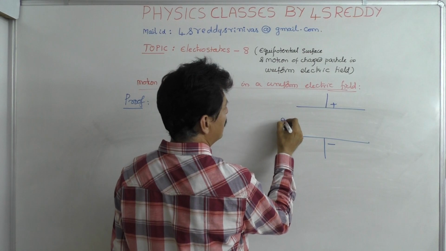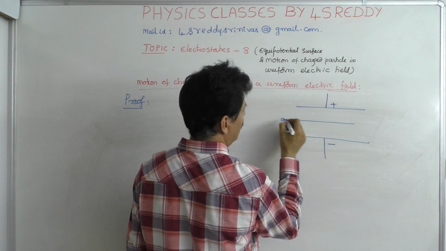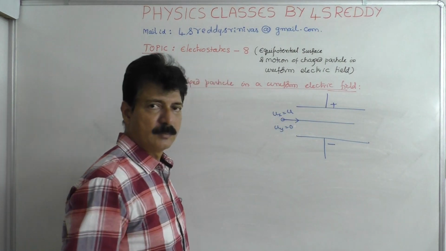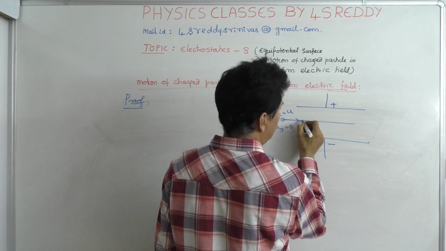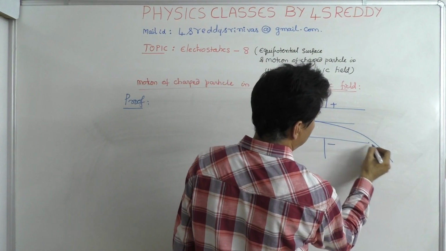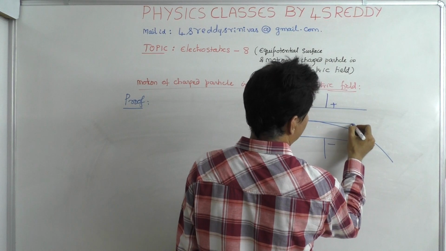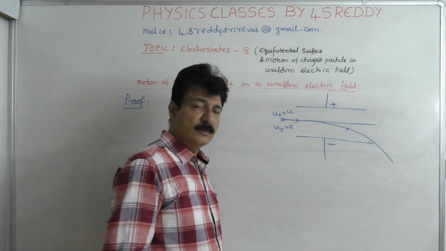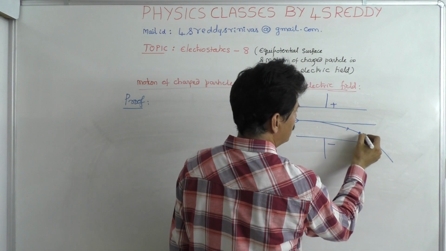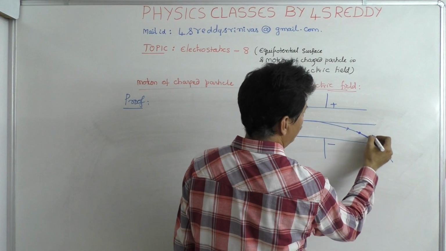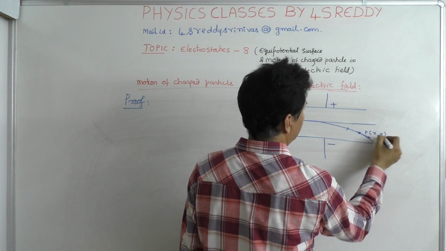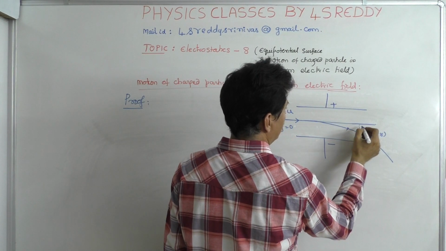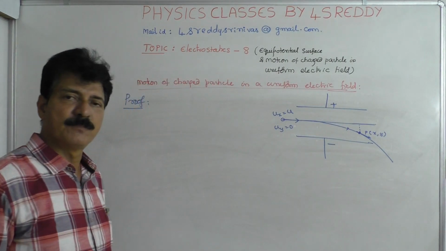Now a charged particle is projected with a velocity u. It is projected horizontally, which means the vertical velocity is 0. Now whenever it is traveling, it always deflects towards the negative plate, and thereby it takes the parabolic path. At any instant of time, the particle has coordinates (x, y) in a time t. That means this must be y and this must be x.